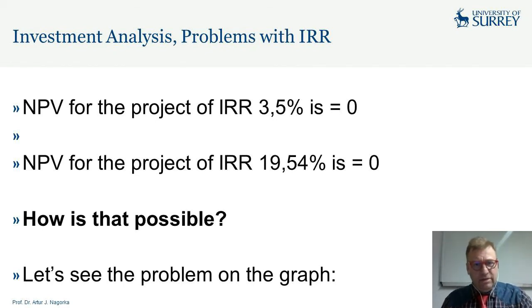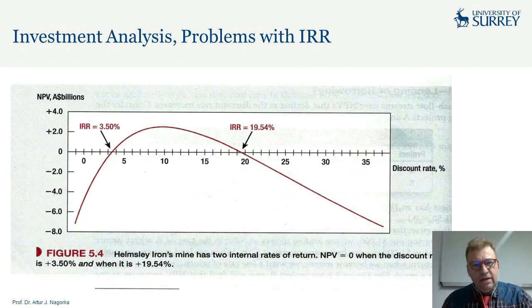Okay, so maybe the graph will help us in this understanding. We have this graph of this internal rate of return, and if we do it for every single rate, then we could find that NPV nicely grows up and then goes down. And then the internal rates of return are two of them. So why is that? How could we interpret this problem?